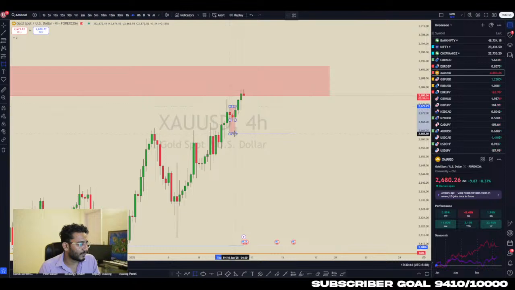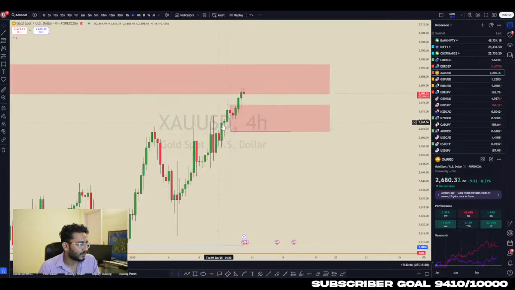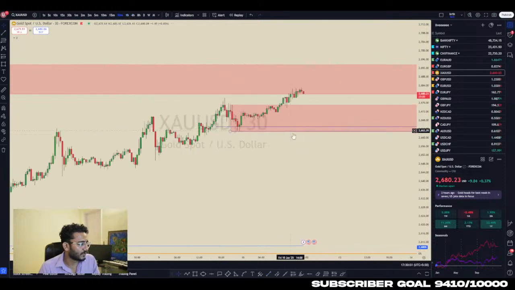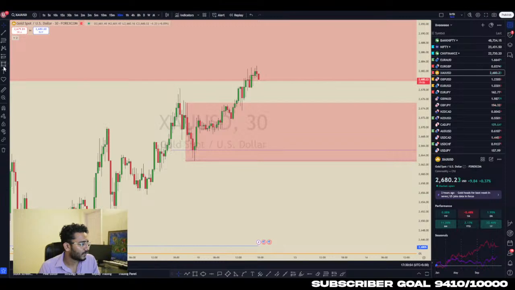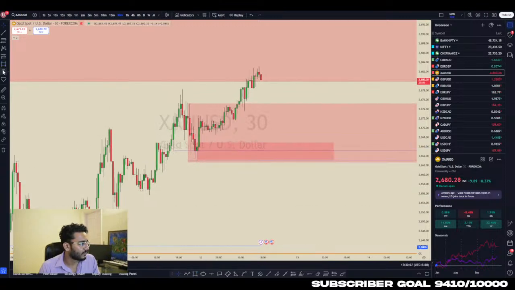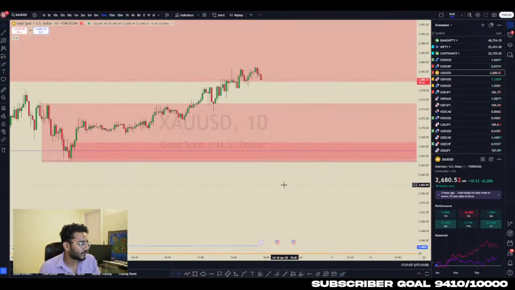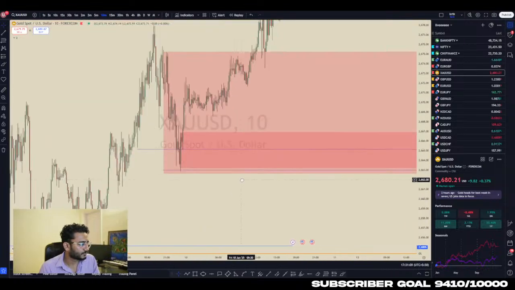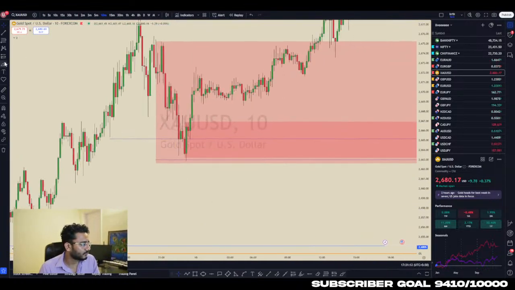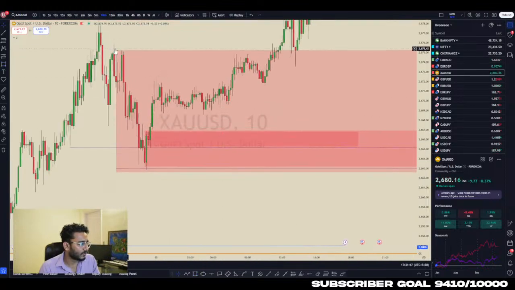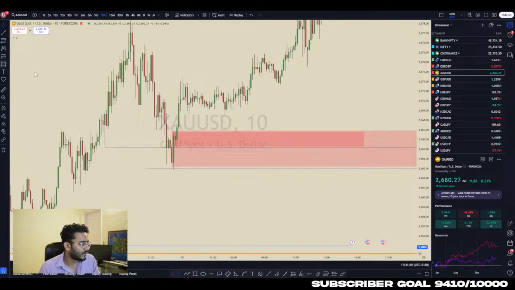Because right now, this structure has induced this low, which is on 4 hour. So if we refine this order block, we can see there is an order block on 30 minutes which is unmitigated. So I'm waiting for price to come here, and then I can look for buy side entry at this order block. But if this breaks, then I'm looking for sell side entry. If we refine this on 10 minutes, it's this order block, and we have this imbalance here.